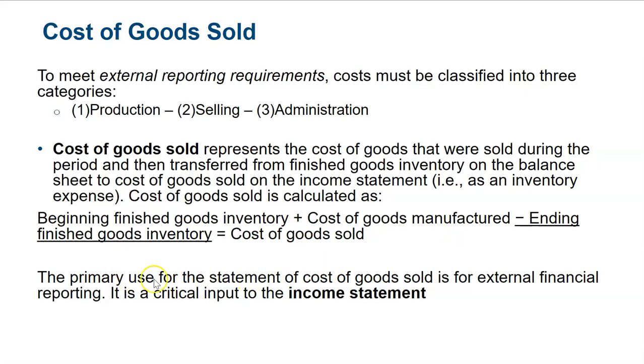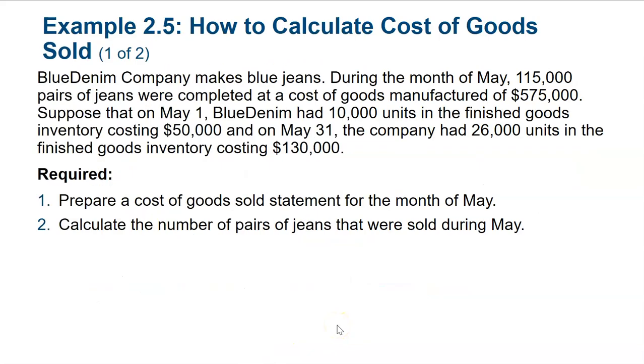It says here that the primary use of the statement of cost of goods sold, and this is actually an actual statement, is for external financial reporting. I think what we want to say is the results of the statement of cost of goods sold is going to appear on the income statement. I don't know how many external users are going to actually look at the statement of cost of goods sold. They're probably just going to look at the line item on the income statement. Perhaps that's a minor point.